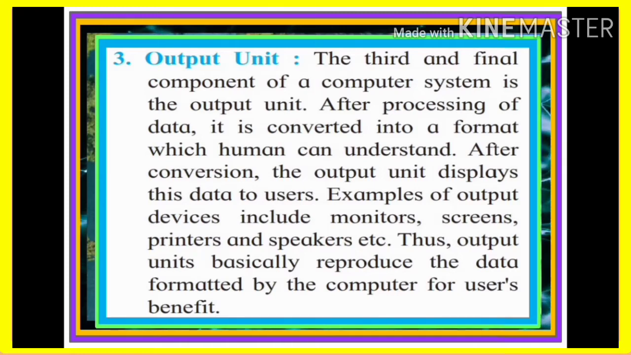The next important unit is the output unit. After processing of data, it is converted into a format which humans can understand. After conversion, the output unit displays this data to users. Examples of output devices include monitors, screens, printers and speakers. In previous days, plotters were used as one of the output devices. Thus, output units basically reproduce the data formatted by the computer for users' benefit.